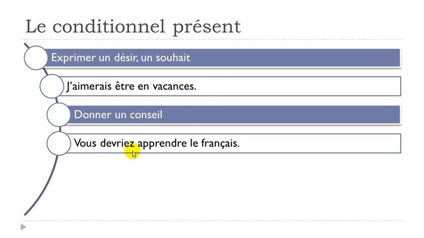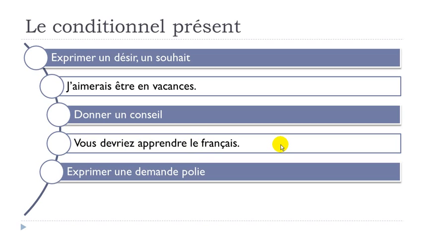Vous devriez apprendre le français. Okay? Devoir, to have to, but then in that case when you say vous devriez, you should. That would be the more correct translation. Vous devriez apprendre, apprendre is to learn, le français, French.